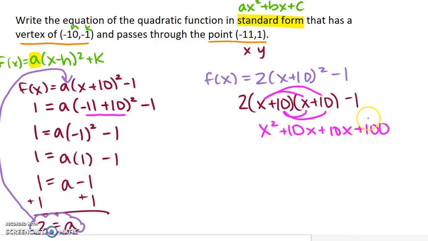Simplify this first before you do anything else. You still have your 2 on the outside. You'll have x squared plus 20x plus 100 when you combine your like terms. Don't forget about this -1 on the outside.